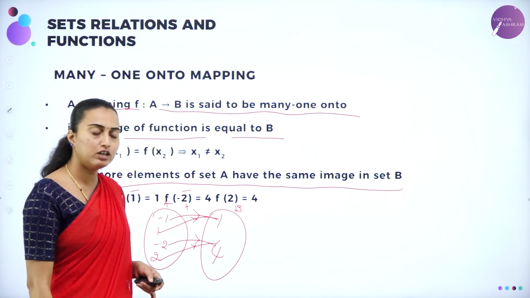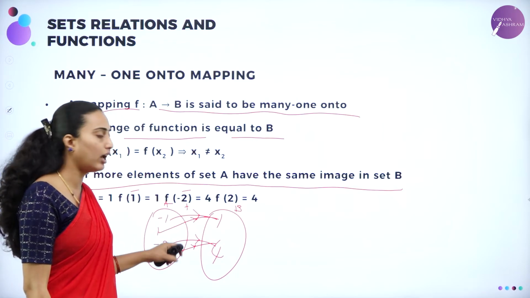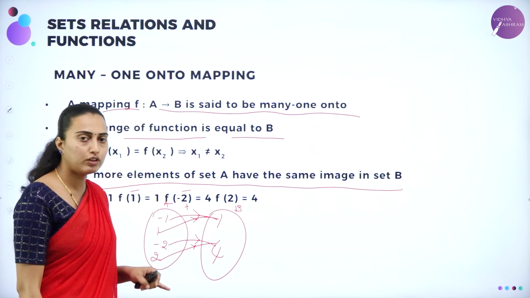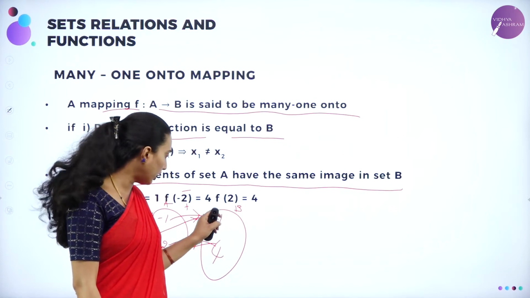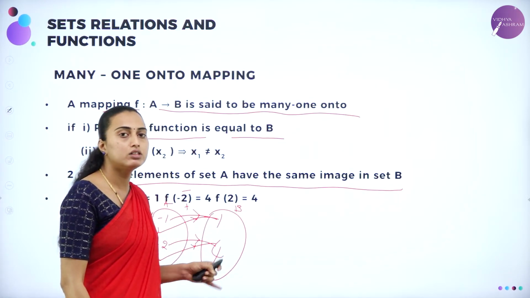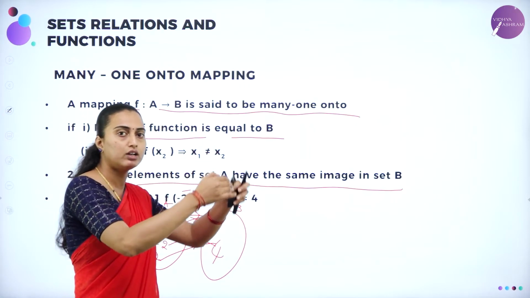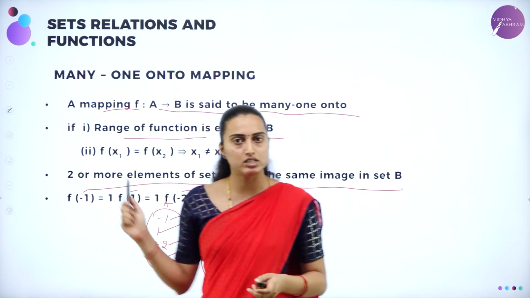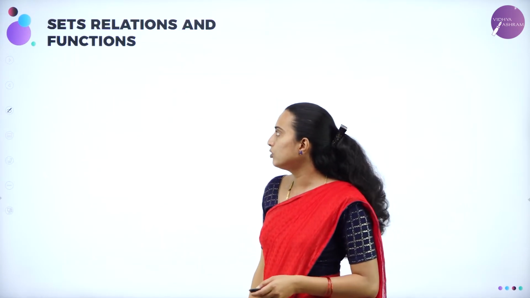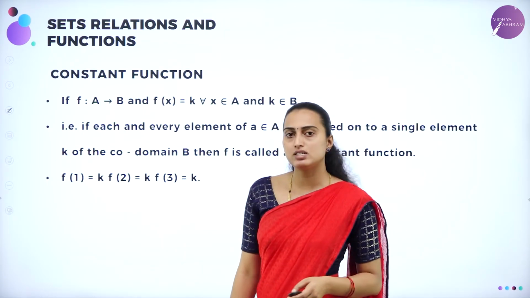The domain of the function is minus 1, 1, minus 2 and 2. The range of the function is the connected elements 1 and 4 only. The codomain set is 1 and 4 only here. Therefore, this is known as many to 1, and the codomain being equal to the range means it is an onto function. That's it, dears. Okay, we'll move on to the next one, constant function.